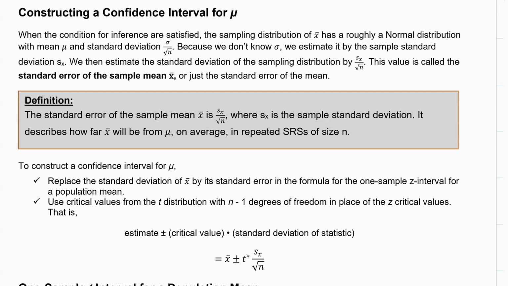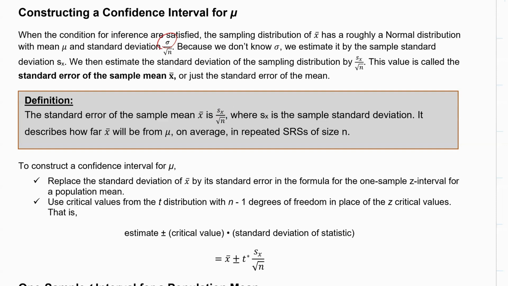So here are the lecture notes for the second half of 8.3. In this section, we're going to be looking at constructing a confidence interval for the mean when we don't know the population standard deviation. And we know that when we don't know sigma, we use our best estimate for sigma, which is the sample standard deviation.